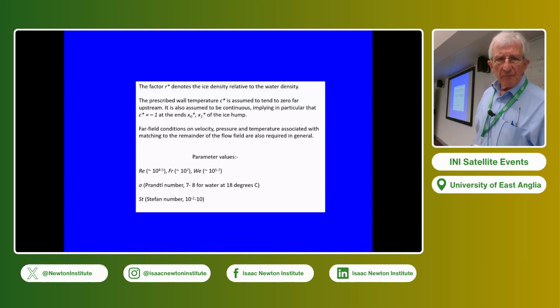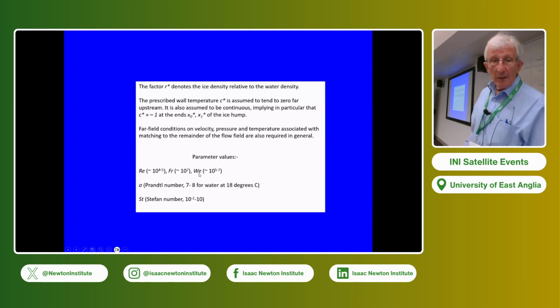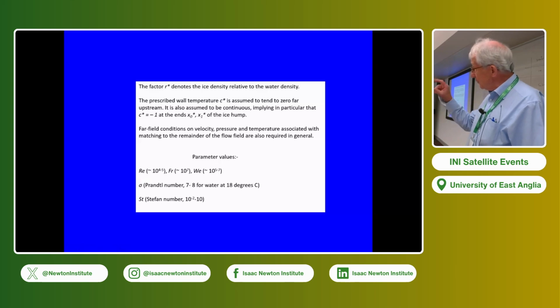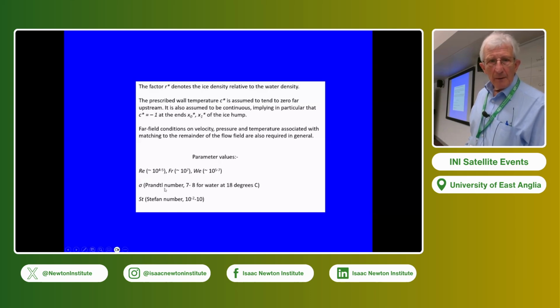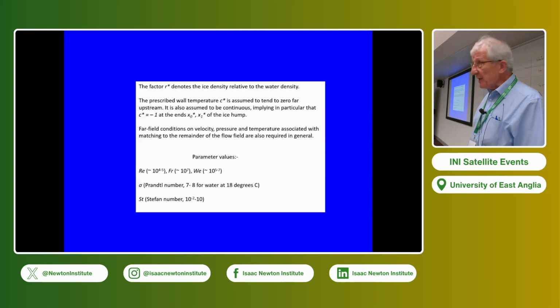And the parameters involved are Reynolds number, Froude number, and Weber number, and they're all large globally. So we're going to neglect surface tension and gravity and work with the Reynolds number as defining the typical viscous size of the water layer. Sigma, the Prandtl number, we're going to take to be order 1. It's around 6 to 8, 6 to 9 in these applications. The Stefan number varies over a fairly wide range, but is not too excessive. So we'll be thinking of that as order 1 as well.